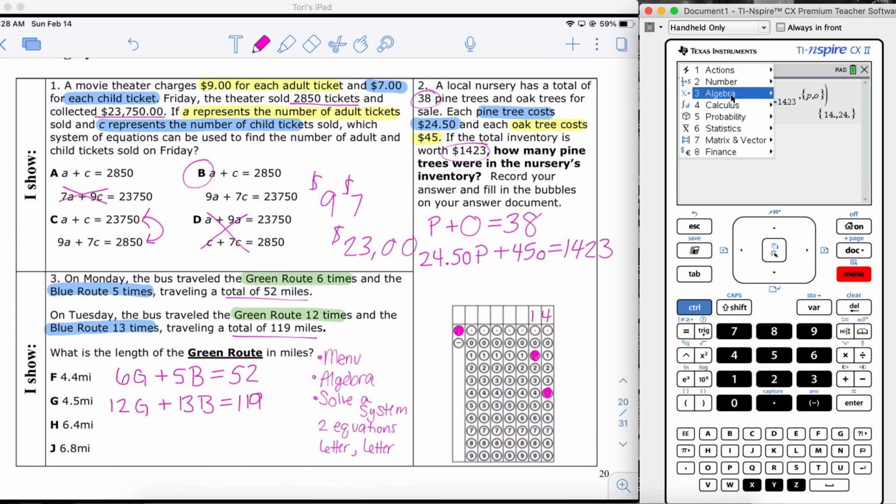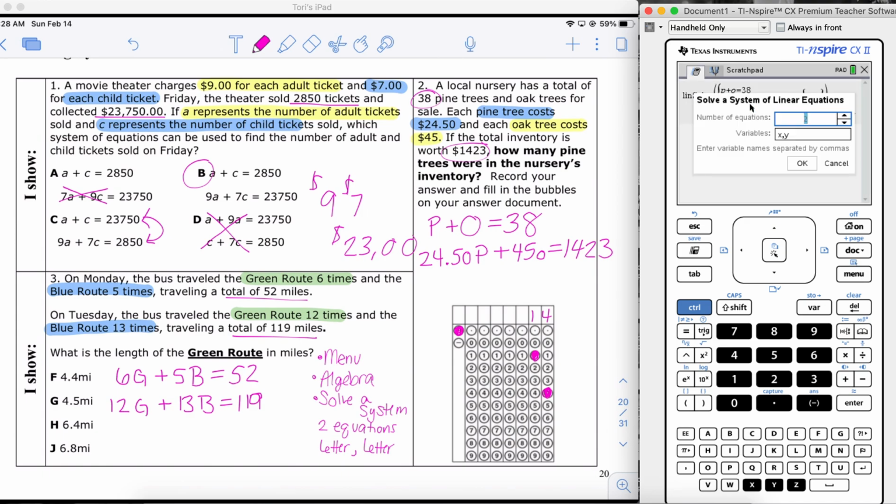Menu, algebra, solve the system. We still have 2 equations, but this time I'm going to change it to B and G. If you want to type it in the same order it's in the equation, that's fine. So G, comma, B. You have to use the comma. I'm going to choose OK. And let's type it out. I got 6G plus 5B equals 52. Don't press enter.